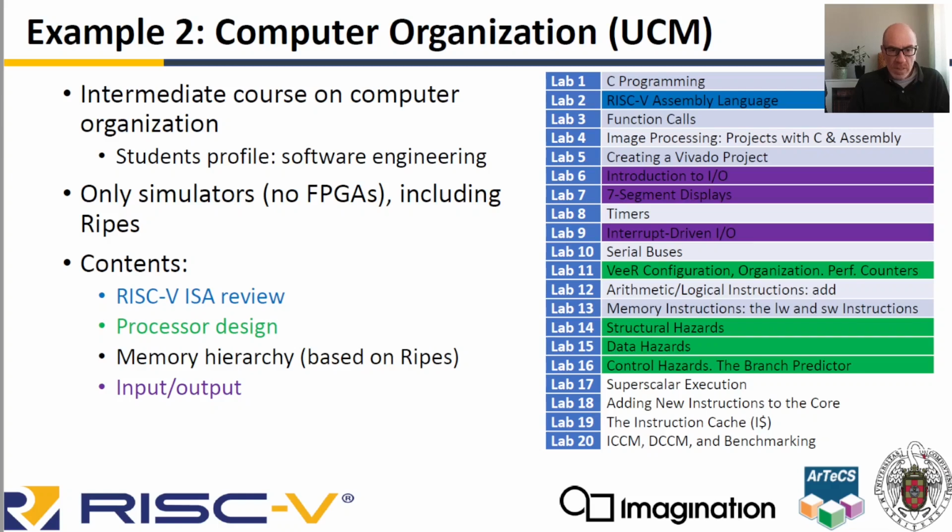The second example is Computer Organization at UCM. It's also an intermediate course on computer organization, but here it's software engineering students. Only simulators and not FPGAs are used, including RIPS. The contents are RISC-V ISA review, for which we use Lab 2, processor design, for which we use Lab 11 and Labs 14 to 16, memory hierarchy, and input-output, for which we use Labs 6, 7, and 9.